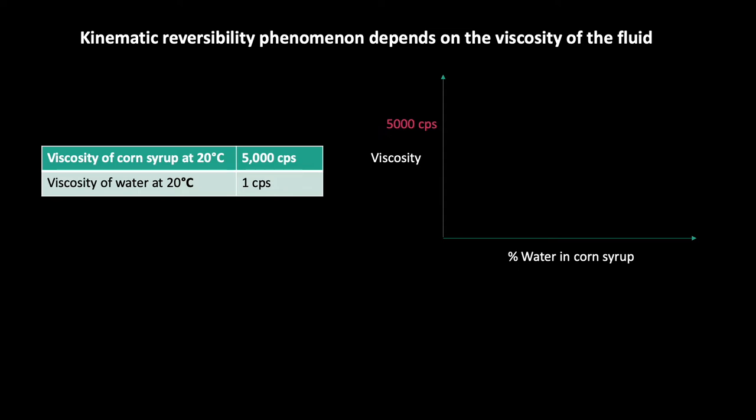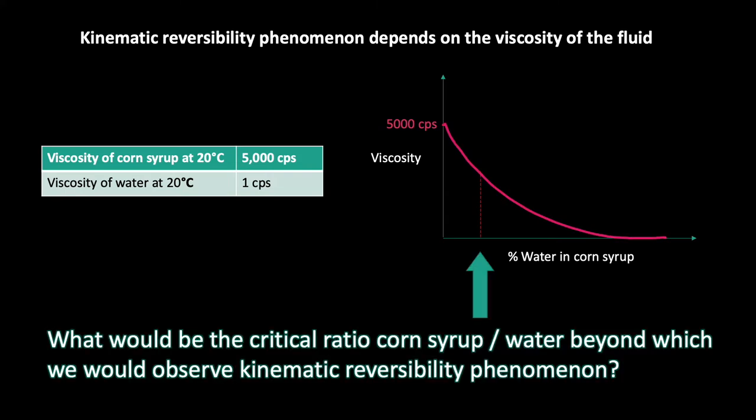We know that this phenomenon, the kinematic reversibility, can be observed in the corn syrup. But what if we change the viscosity of this medium? If we add water, for example, which is less viscous, we will increase the Reynolds number, and at some point this phenomenon will not be observable anymore. So what are the critical proportions of water versus corn syrup so we can still see the kinematic reversibility? In our experiments, we tried different proportions to find this critical ratio, and our results are detailed in this video.